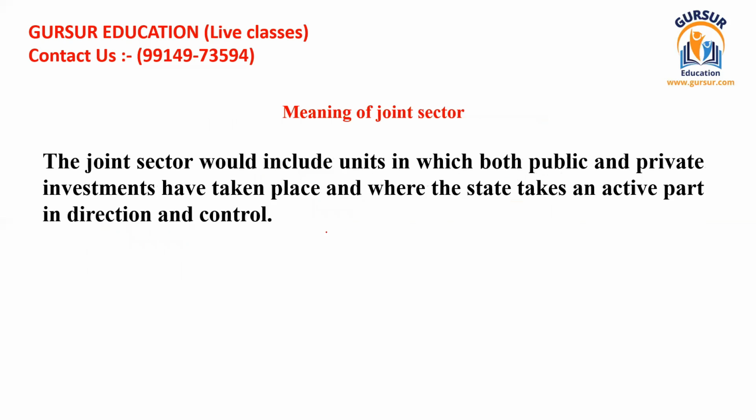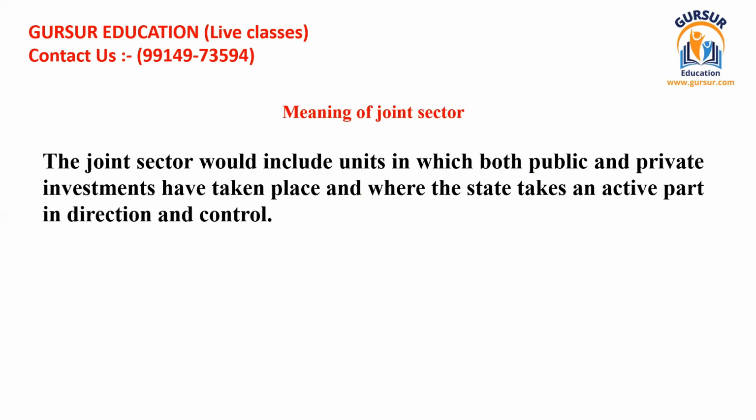Then there is the joint sector. The joint sector refers to the structure of a mixed economy. This is the structure in which the government and the private entities work together, like in the case of India. Wherever public sectors as well as private sectors prevail, that kind of situation is known as the joint sector system. So the joint sector would include units in which both public and private investments have taken place.